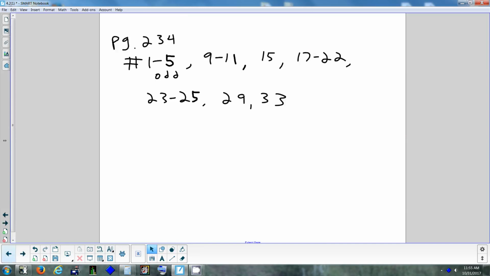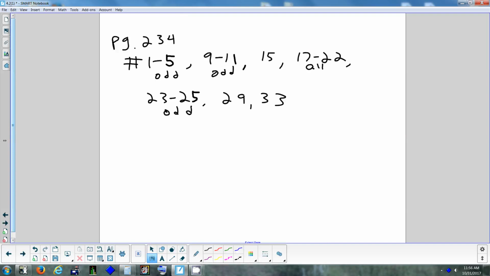All right, so the homework is on page 234. It's all odds, so 1 through 5 odd, 9 through 11 odd, 15, 17 to 22, well that's even, 22 is an even, 23 to 25, that's odd, and 29 and 33. So 17 through 21, that's odd. Okay, everything else is odd.